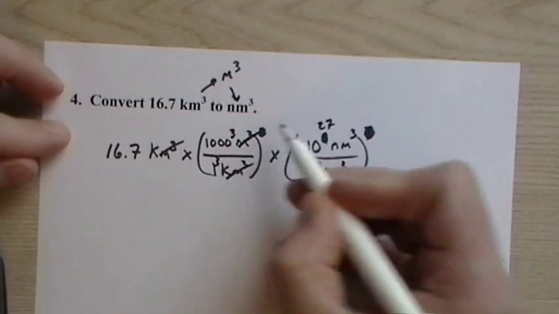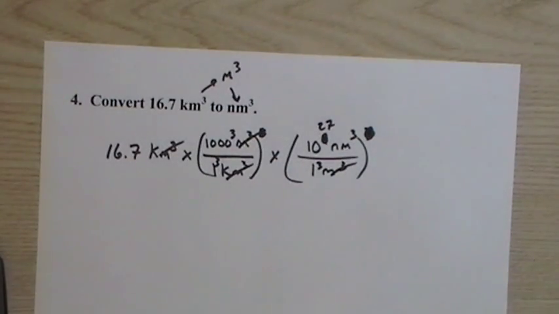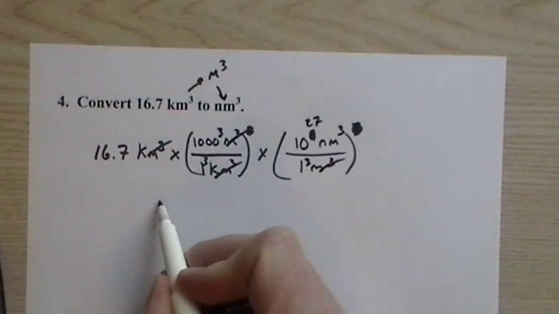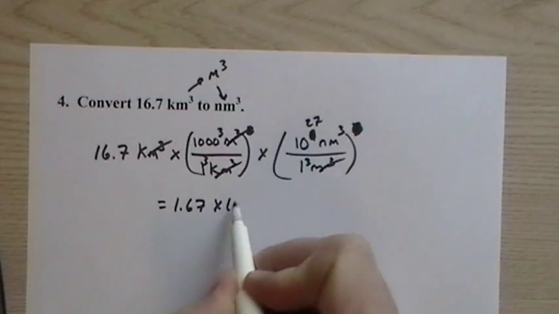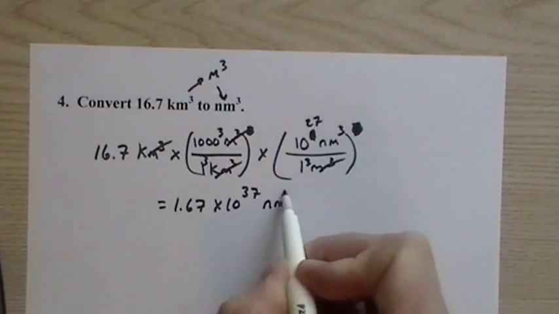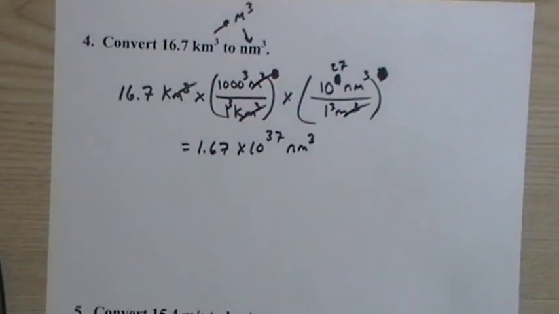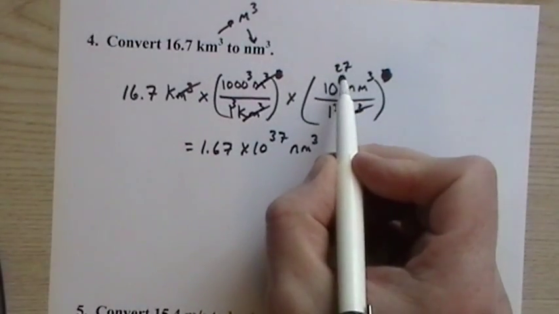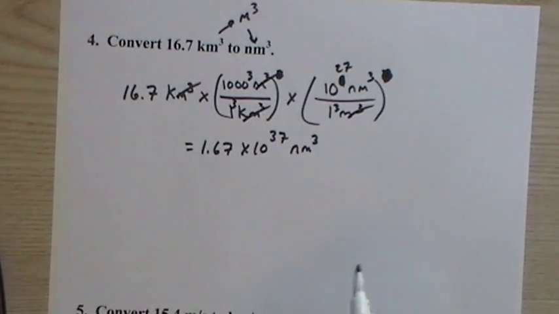Kilometers cubed cancel, meters cubed cancel, and then we have 16.7 times 1,000 cubed, so that's going to be 10 to the 9th, times 10 to the 27th, so we end up with 1.67 times 10 to the 37 nanometers cubed. So pretty impressive. Just make sure: 10 to the 9th, so that's 10 to the 36. Yep, so that makes sense. So big number, that's what we expected.